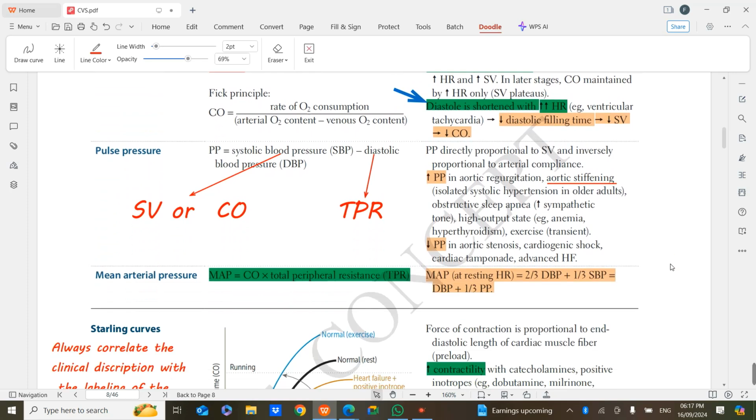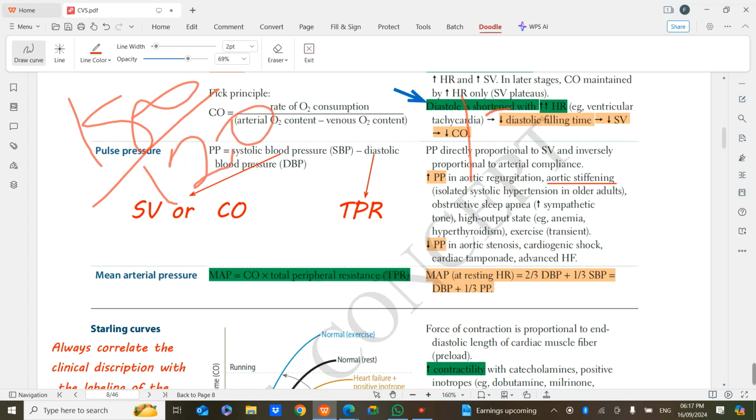What of pulse pressure question? This is BP. So this is BP. You have 180 divided by 120. This is systolic BP. This is diastolic BP.